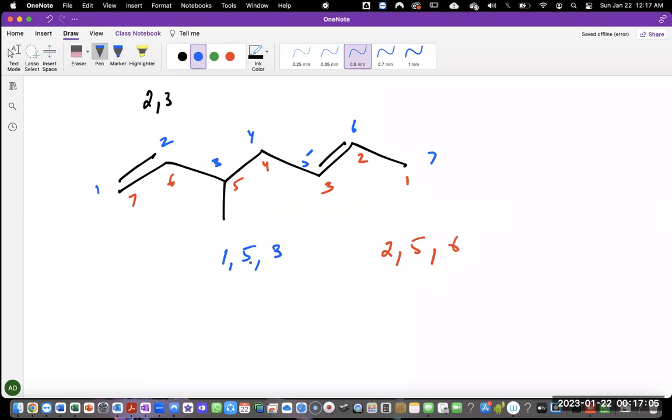5 plus 3 is 8, 8 plus 1 is 9. So the total here is 9. On the right hand side, if we compare that, 5 plus 6 is 11, 11 plus 2 is 13. So 9 is better than 13. So you can add up the numbers if you ever find them confusing, okay?